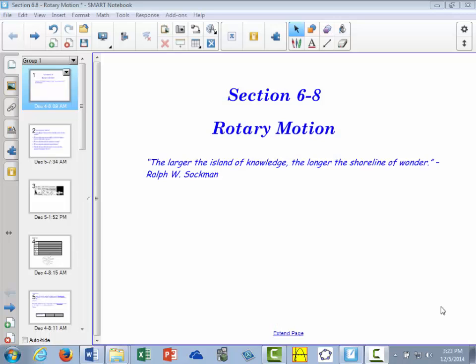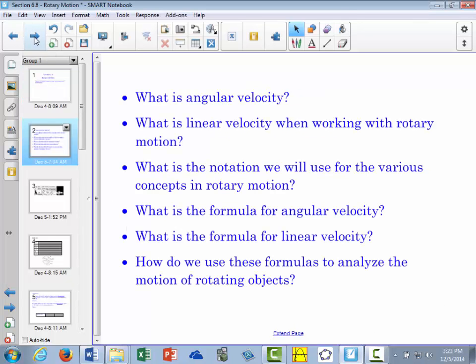Welcome to Section 6-8, Rotary Motion. At the end of this section, we should be able to answer these questions. What is angular velocity? What is linear velocity when working with rotary motion? What is the notation we will use for the various concepts in rotary motion?